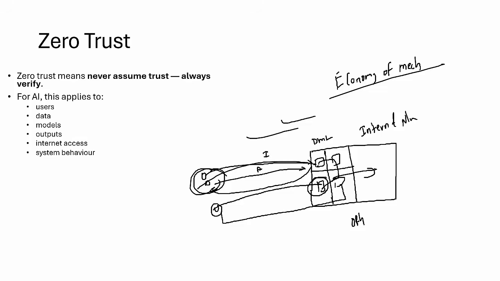So zero trust means do not automatically trust everything. In normal IT security, we verify the user, device, network, and application. But in AI, we must verify even more things: user access, data access by the AI, model behavior, internet access, system behavior, and system action.